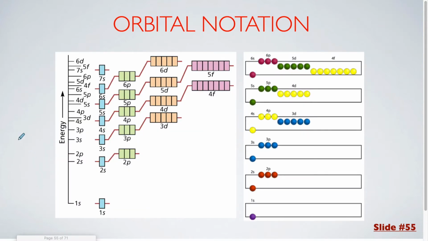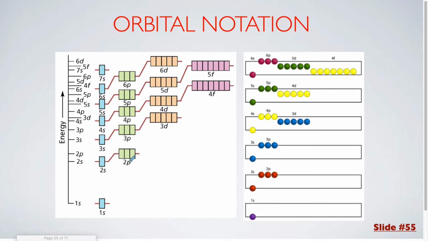Here we have an orbital notation filling diagram. On the left side, you can see each of our designations going up based on energy. So we start with the lowest energy, which is 1s, and then 2s, 2p, and so on. When you get to a specific energy level like 2s and 2p, you can see that the p orbitals are slightly higher in energy than the original s orbitals were.